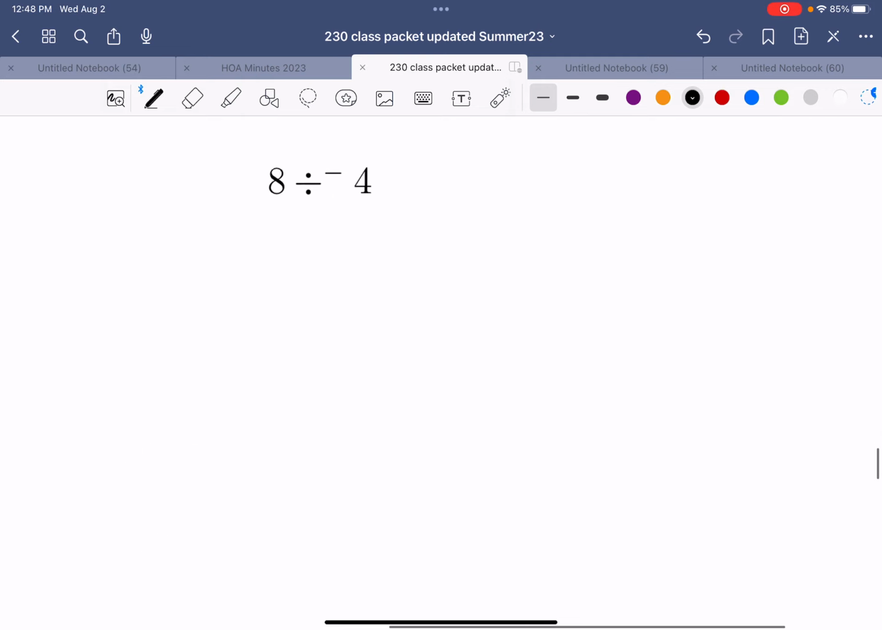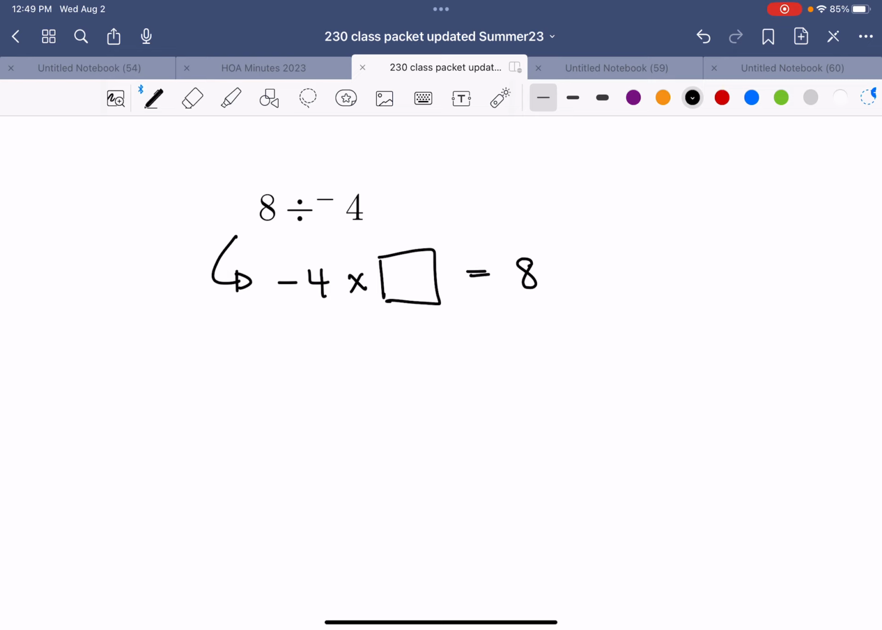So let's go over here to this one. So 8 divided by negative 4. So to start, it's going to look exactly the same. So we're going to switch this to multiplication. So negative 4 times some number has to give me 8. Okay, and just like in the past, this is your group, or what's in your group. And this time it's 4 red. So my group looks like this, okay, just for reference.